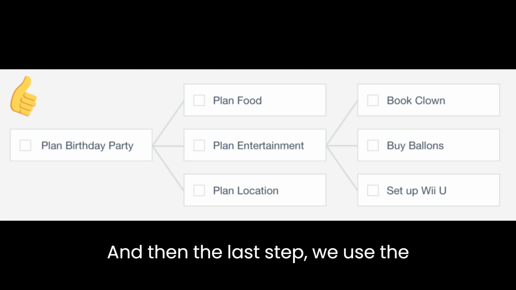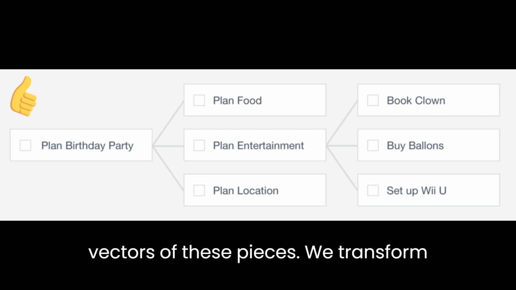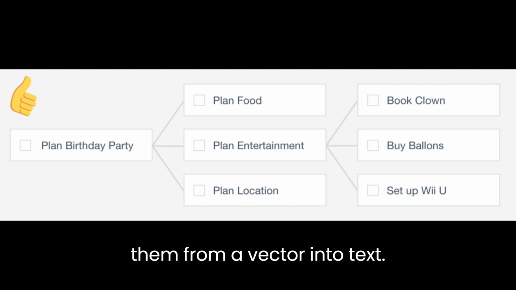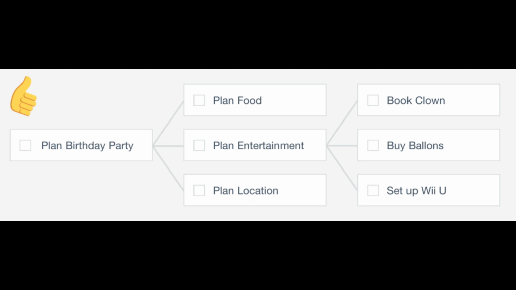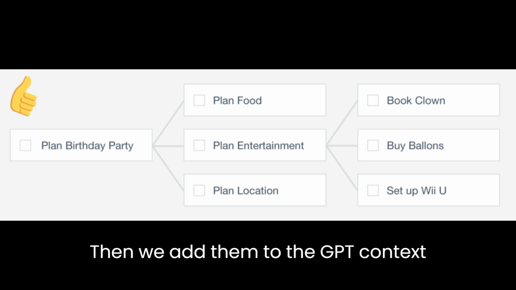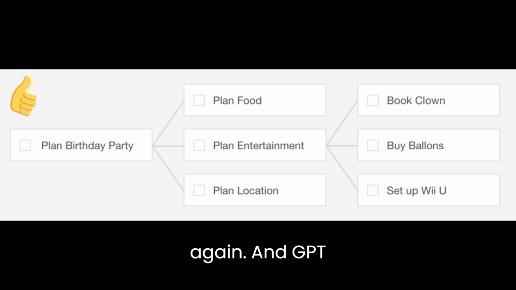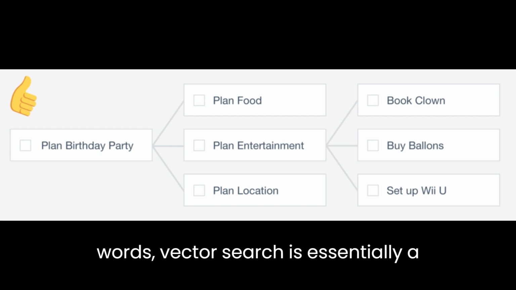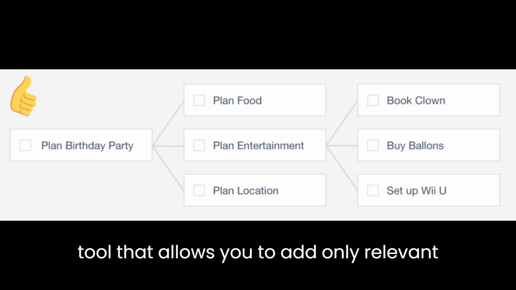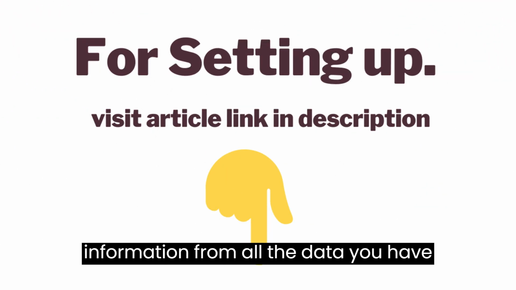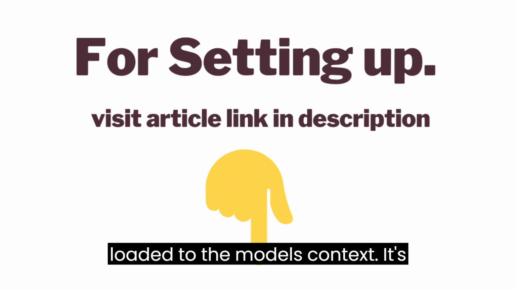And then, the last step, we take the vectors of these pieces and transform them from a vector into text. Then, we add them to the GPT context and ask the question that the user asked again. And GPT responds. In other words, vector search is essentially a tool that allows you to add only relevant information from all the data you have loaded to the model's context.